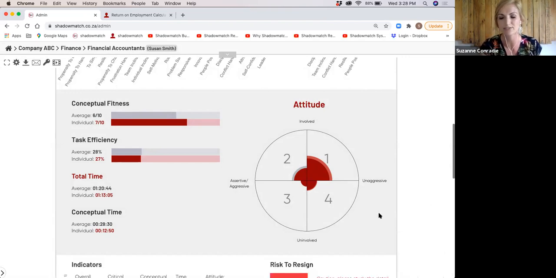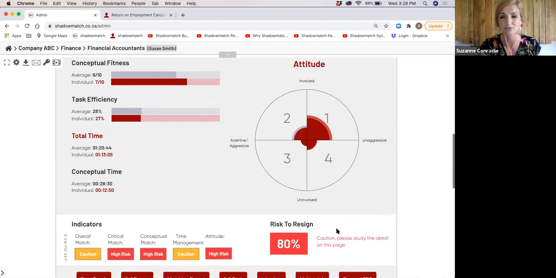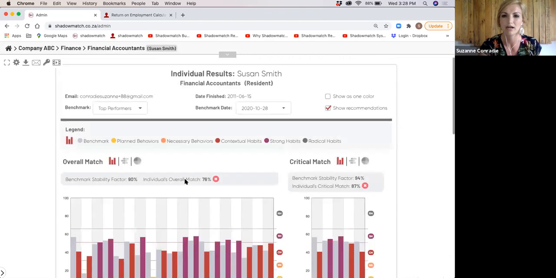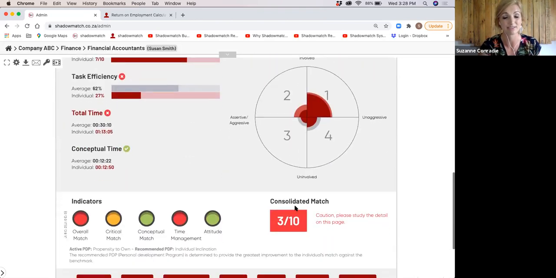Okay, so this was an individual where we saw there's a high risk to resign. And what did we see with the top performers? Just to recap that quickly. A low match here as well. So this individual doesn't have the same alignment to perform according to our top performing benchmark. And the individual has a high risk to actually resign. So it's not looking like the optimal position for this individual within our company.